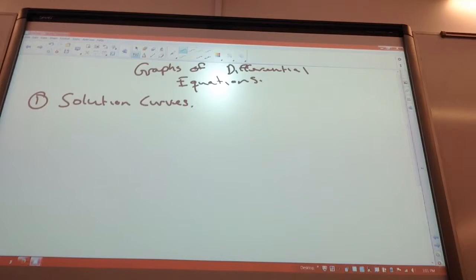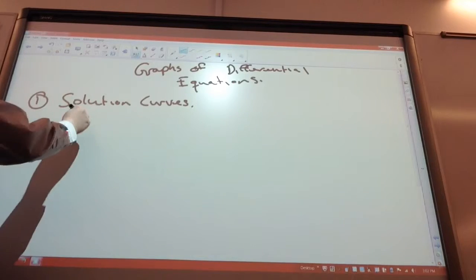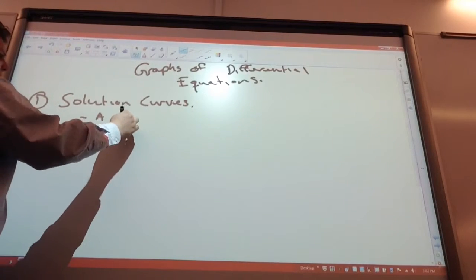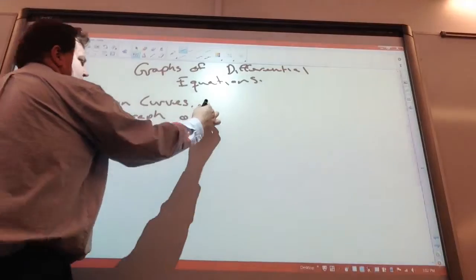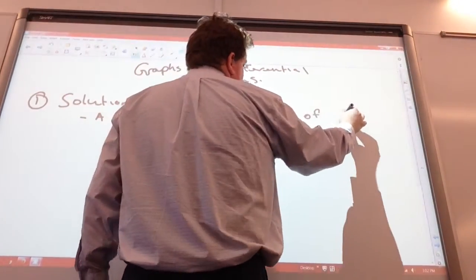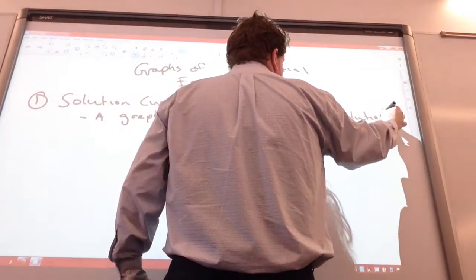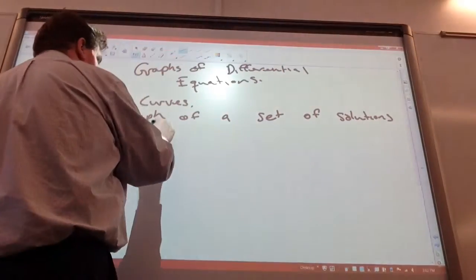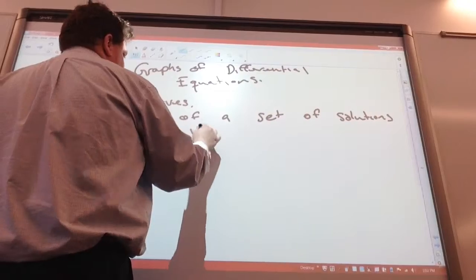It could be a set. Now, obviously, you can't graph every single solution because, as we've established, there's usually an infinite number of solutions. But you'll be graphing sets of solutions. So you'll have multiple curves on a single graph that you look at. Okay? So solution curves. This is a graph of a set of solutions to the DQ, or to the differential equation.